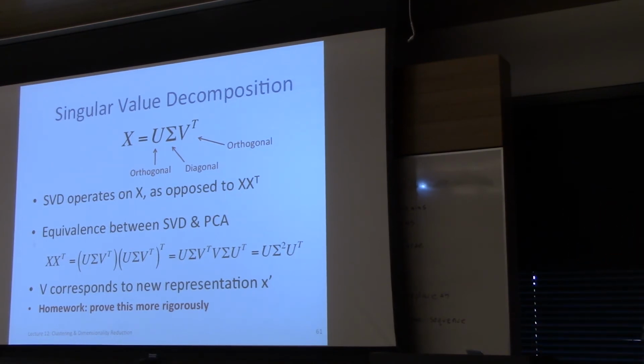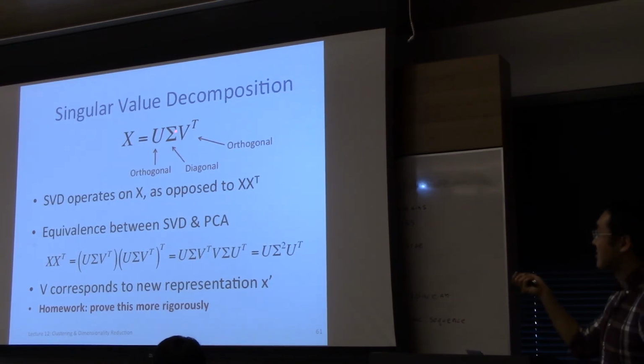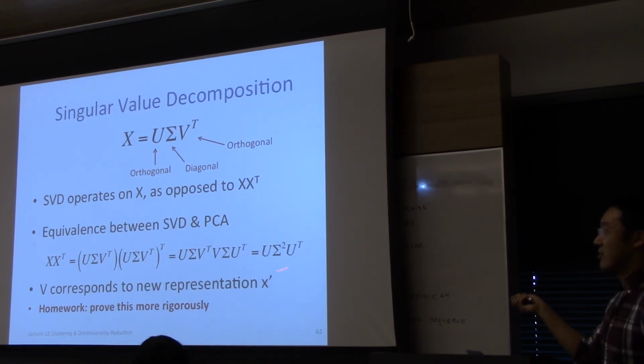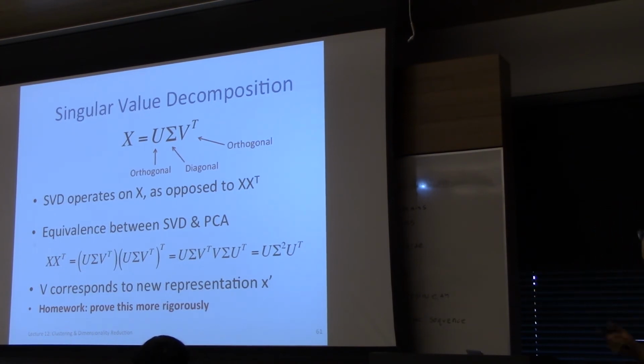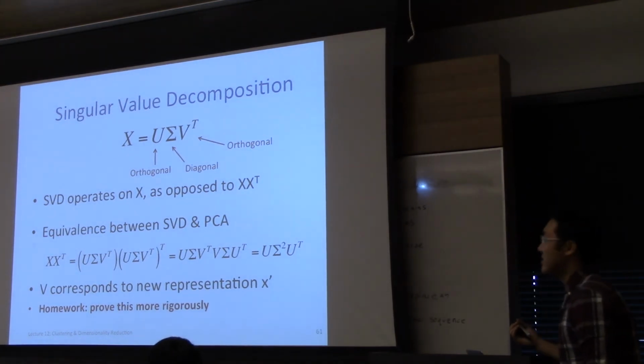Now, in a sense, they're more or less equivalent, right? Because XX transpose under the singular value decomposition equals this times this equals this, which is what you get from principal component analysis. So sigma squared equals lambda from PCA. You can prove this. So there is a direct, in fact, a one-to-one equivalence between PCA and SVD.